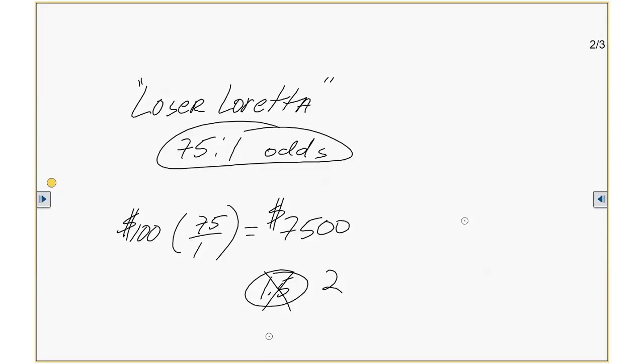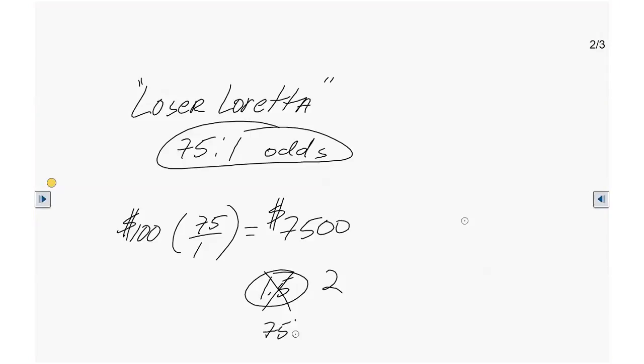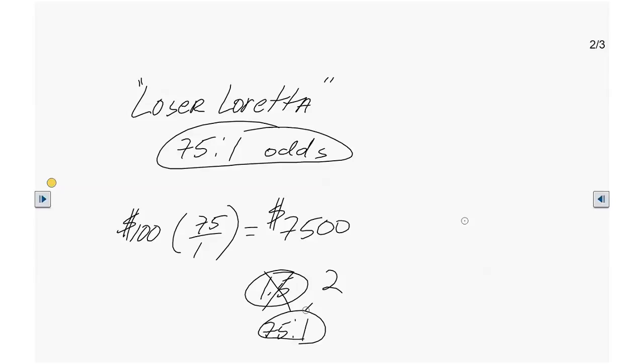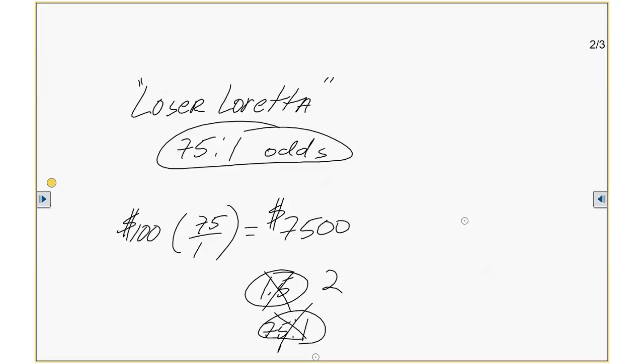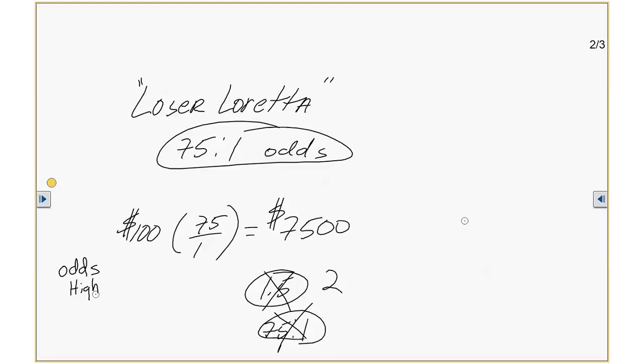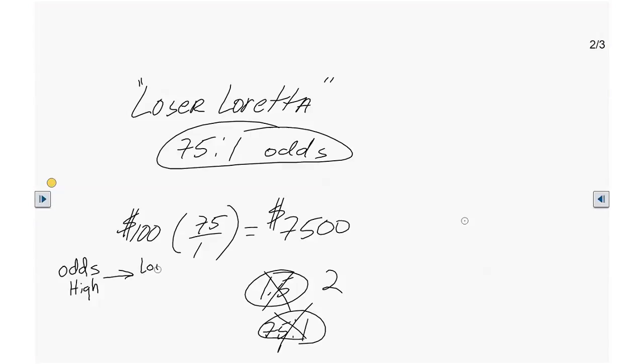Does Las Vegas want to offer high odds, 75-1, and fix the decks to where you win all the time? Why? Because they'll go out of luck. So, what's the correlation between odds and probability? If the odds are high, what does that result in? Low what?